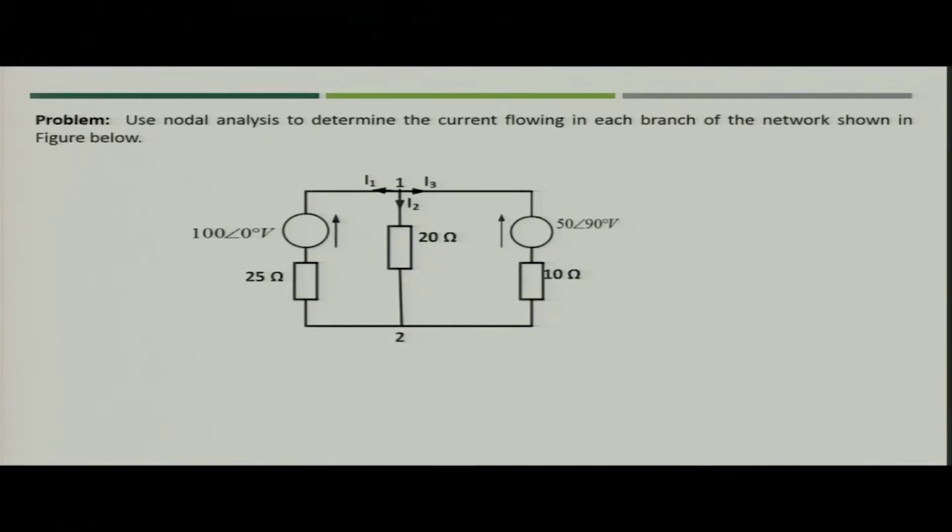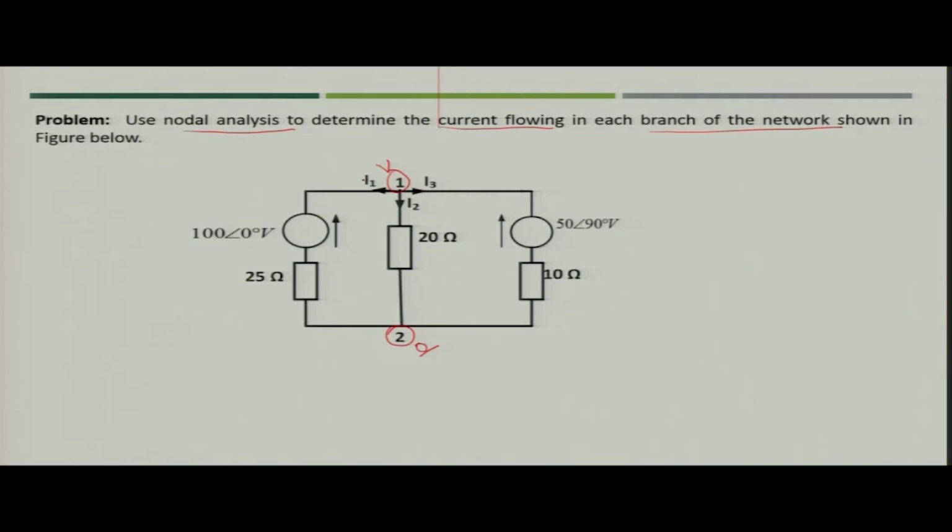Next, let us take another example. If you are asked to use nodal analysis to determine the current flowing in each branch of the network, which is shown in this figure. So, what you can see from here, there are two principal nodes, that is node 1 and node 2. Node 2 you can take it as a reference node. So, you need to first find out the value of V1. When you find the value of V1, you can simply find the values of current, that is I1, I2 and I3. Here I1, I2, I3 all three are taken out of the node 1.